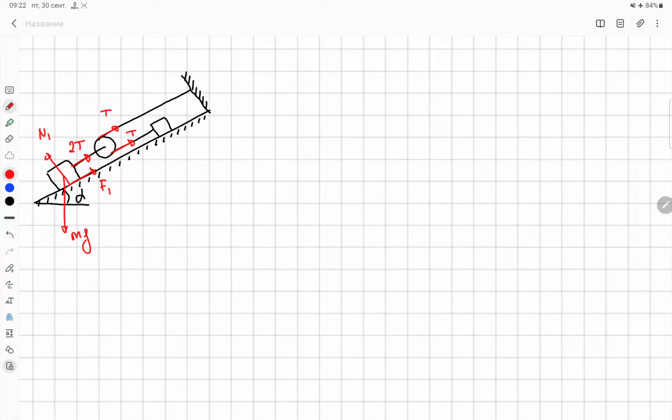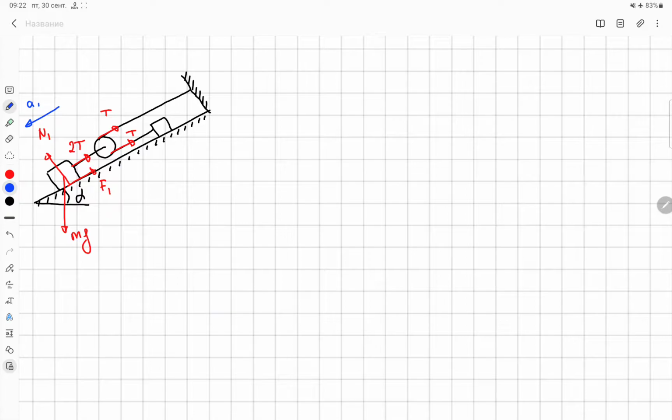Let me call it F1, because we have two objects, two different friction forces. So these are all forces, I think, acting on this first object. And we know that it can move only in this direction. Let me call its acceleration A1. So I will assume it will move. As I said before, two options. At the end, we can check it.